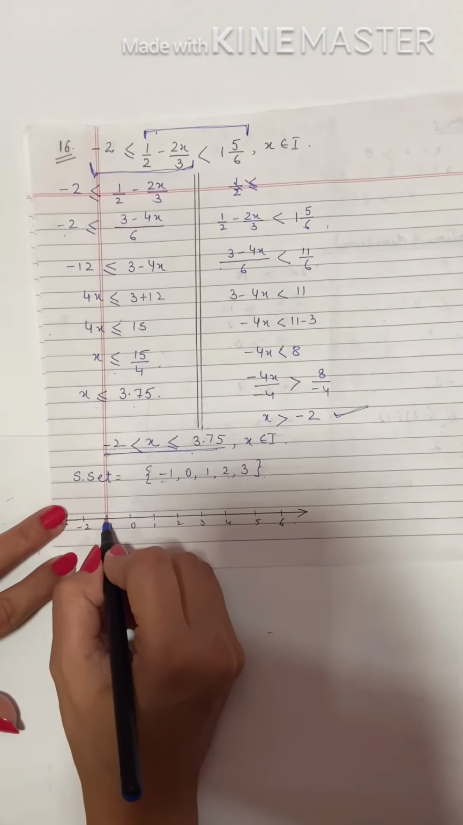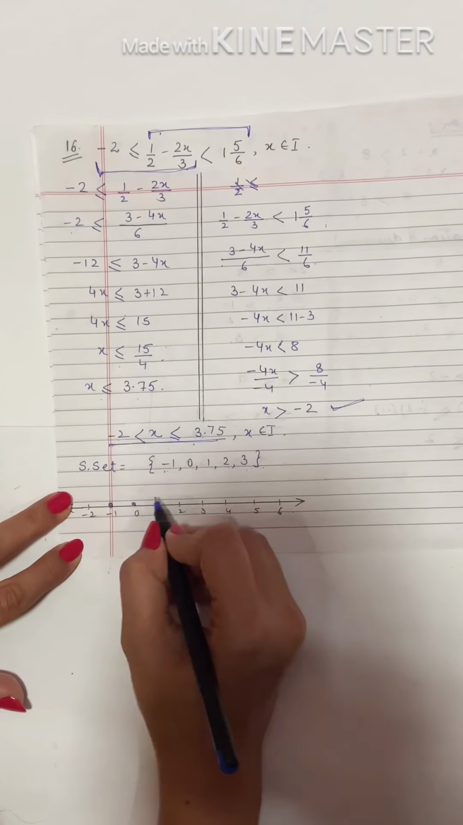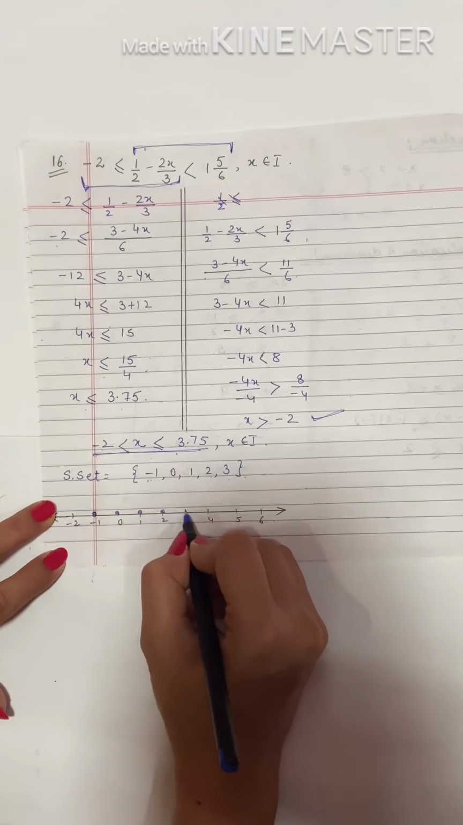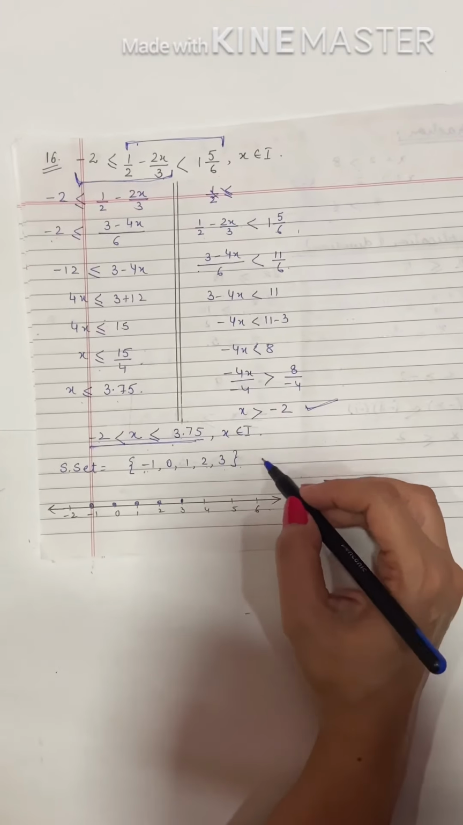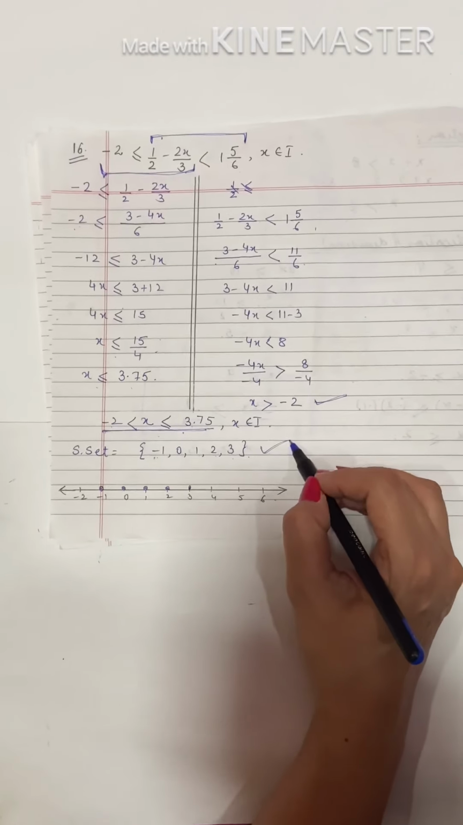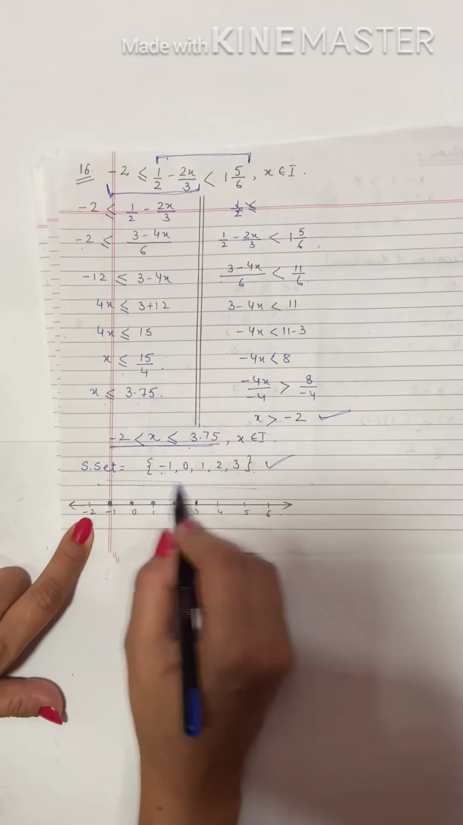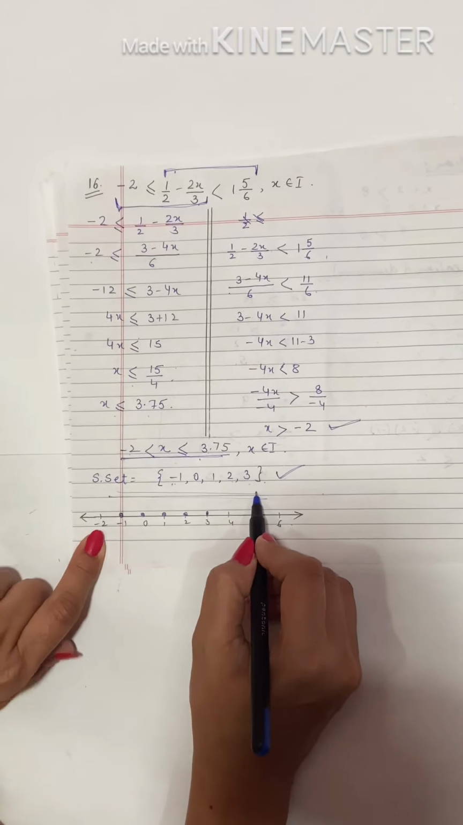Now represent them on the number line. This is minus 1, 0, 1, 2 and 3. So this is the solution. Again, I am reminding you of one very important thing: 1 mark is given for this solution set. You have to write down the solution set in this.